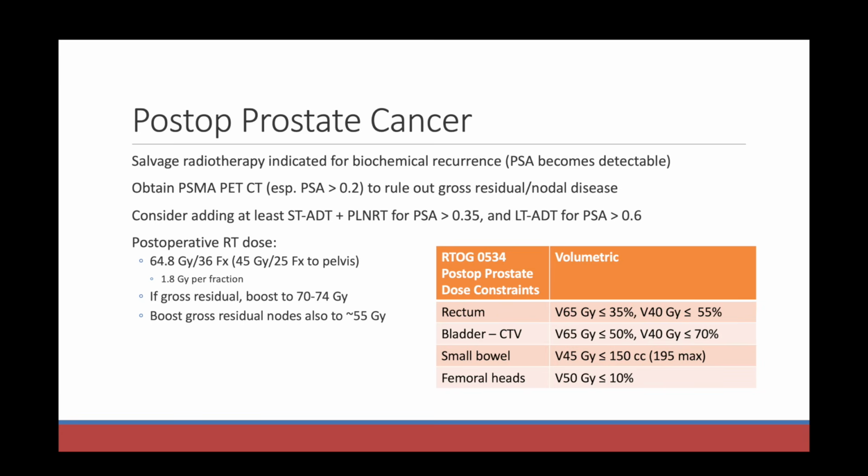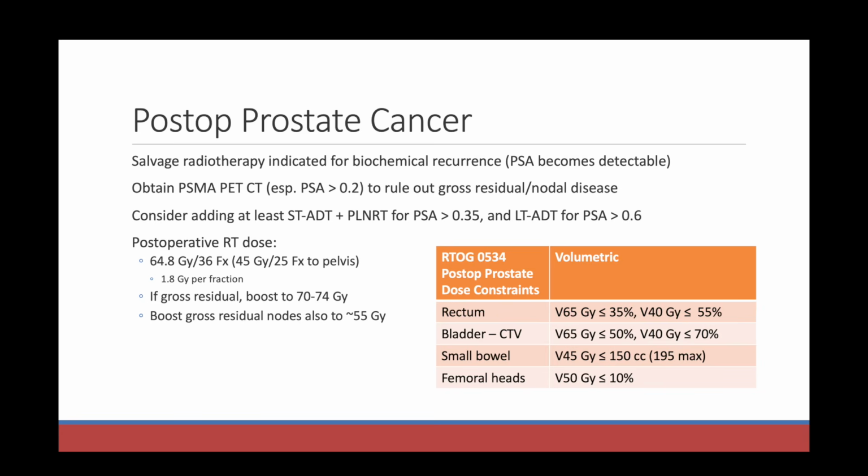And then as far as the postoperative dosing, 64.8 gray in 36 fractions comes from the SPORT trial, and you can just do that and do 45 gray in 25 fractions to the pelvis. If they have gross residual disease in the prostate, you want to boost that to a higher dose of 70 to 74 gray, because remember, this is now conventional fractionation. And then if they have residual nodes, you want to boost those to at least 55 to 60 gray if possible. And then these are some postoperative prostate radiation constraints from the 0534 SPORT trial.